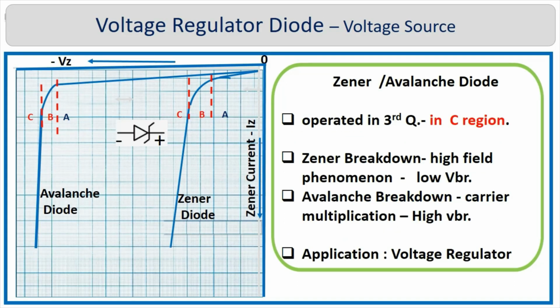A diode operated in the reverse breakdown region exhibits low impedance and maintains a fairly constant voltage for wide-ranging current variations. These diodes, known as Zener or avalanche diodes, are operated in the reverse breakdown region, offer low impedance and maintain constant terminal voltage, hence are popularly used as constant voltage regulators.